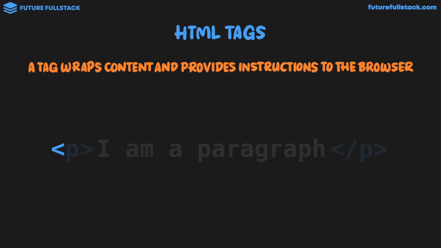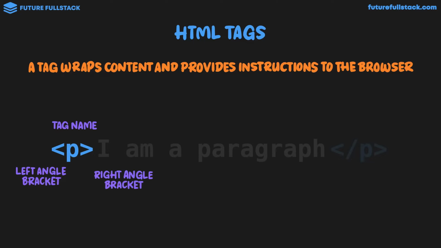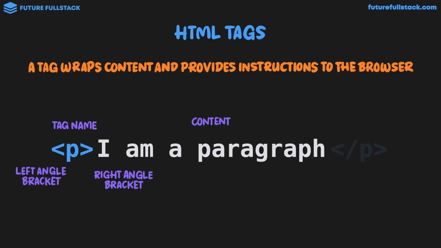On the left, we have our opening tag, which starts off with a left angle bracket. Then there is the tag name, which obviously will change depending on the type of content we want to display. In this case, it is a P, standing for paragraph. Then there is the right angle bracket, which closes the tag. Then there is the content itself, in this case some paragraph text.